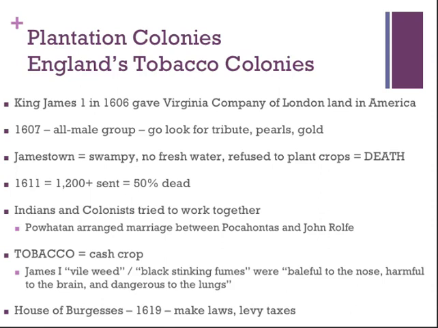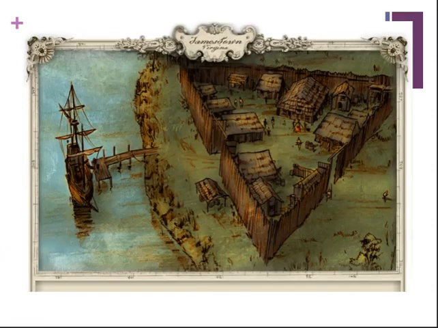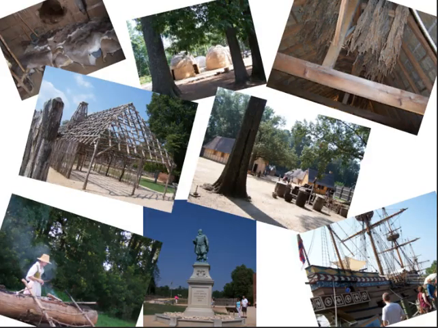Now, you have the House of Burgesses, which is kind of like the government, the setup over in England. In 1619, they make laws and start to levy taxes on the colonists, the people in the Americas, for these things that they are growing and selling. And here we can see a drawing of Jamestown, kind of triangular with a dock there for the boat. And then these are some pictures that I took a few years ago when I was able to go to Jamestown.